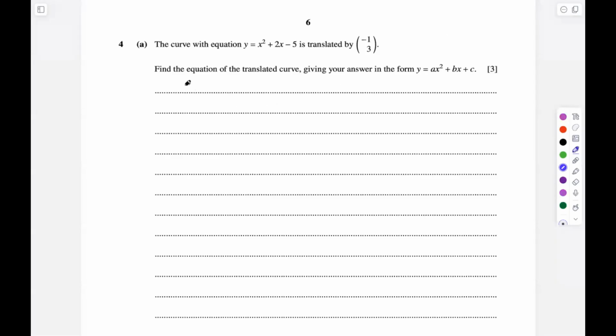In question 4a, the curve with the equation y equals x squared plus 2x minus 5 is translated by minus 1 and 3. We have to find the equation of the translated curve, giving our answer in the form y equals ax squared plus bx plus c.